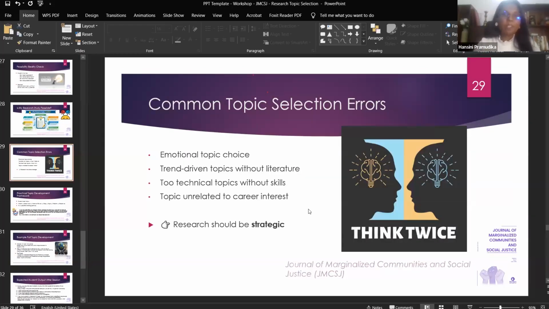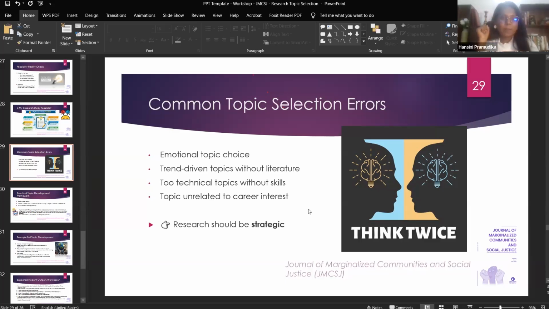And we have common topic selection errors as well. What are those? Right? Emotional topic choices. Right? Just because you very much like to conduct a research in a given field, you are very much into a research idea. That may be your dream to conduct a research on a certain kind of field. But you may have these kind of issues when you check the feasibility of your research.